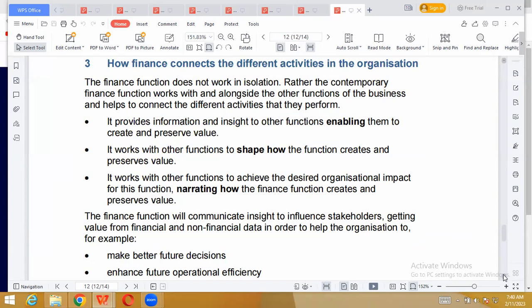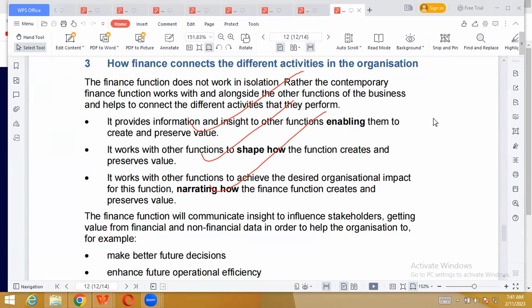The reason why it connects all these activities is in order to provide information and insight to other functions, enabling them to create and preserve value. And it works with other functions to shape how they create and preserve value. It works with other functions to achieve the desired organizational impact for this function. So it does not work alone.